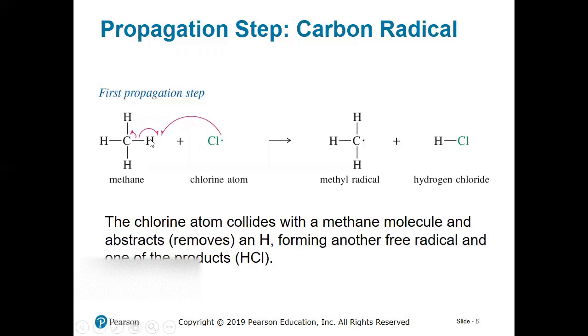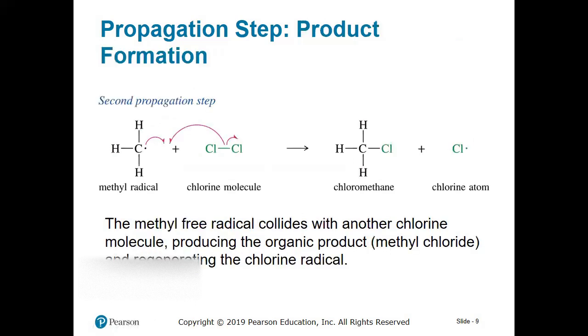And this hydrogen will be homolytically cleaved from the CH, and that will basically form the HCl. What's going to be left behind? The methyl radical. This methyl radical is needed for the second step in the propagation, which is that radical going to have to react with Cl2.